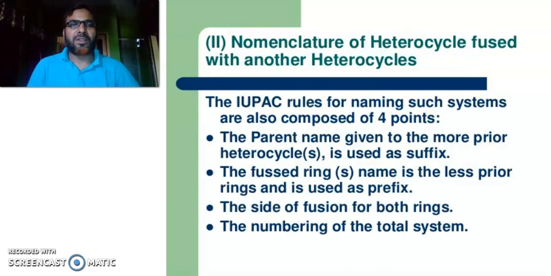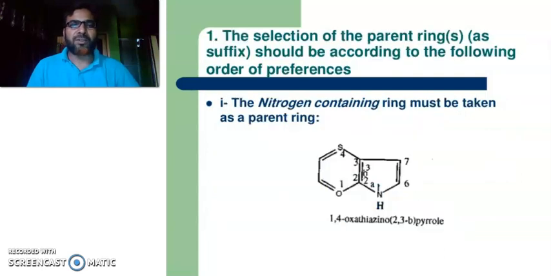So now friends, the IUPAC rule for naming such systems is also composed of four points. The parent name is given to the higher priority heterocycle and is used as the suffix. The fused ring name is the lower priority ring and is used as a prefix. Then the site of fusion for both rings, and the numbering of the total system. There are a lot of words that are not written properly, so be careful.